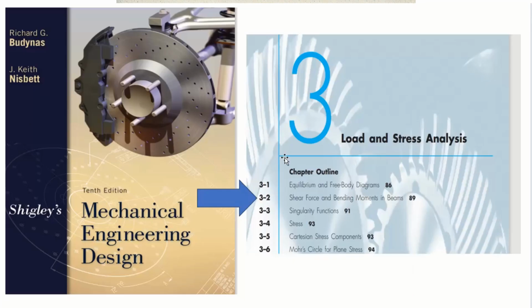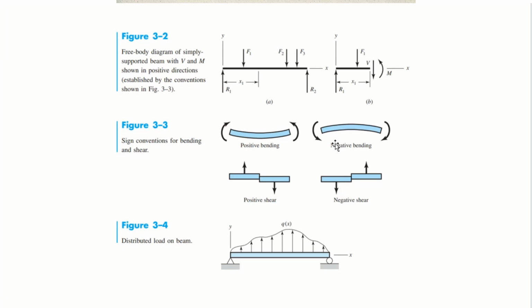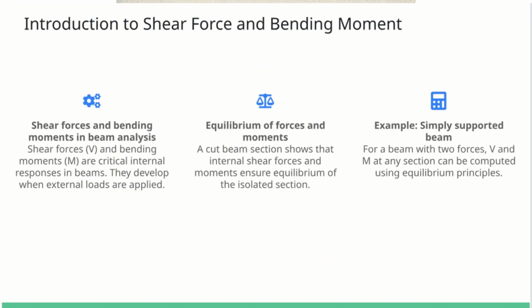In this video, I'm going to talk about chapter 3.2 in the Shigley Mechanical Engineering Design textbook. Chapter 3.2 is about shear force and bending moments in beams, from chapter 3, load and stress analysis. So this is what we are going to talk about: the shear and bending moment on the beam. The figures are taken from the textbook. You should have the textbook with you. I hope this video gives some extra knowledge for you.